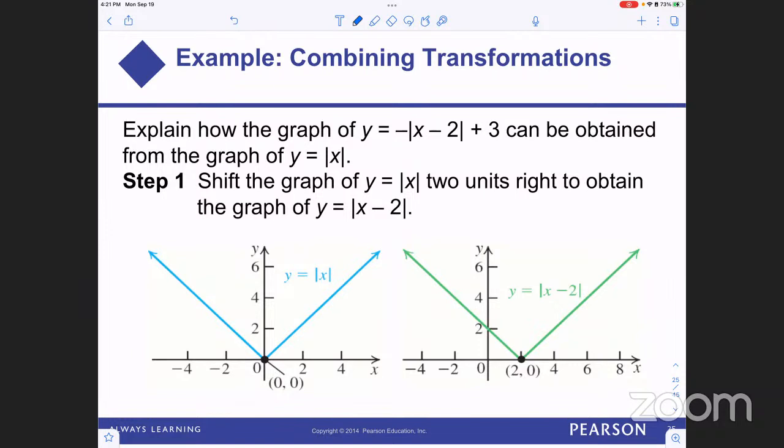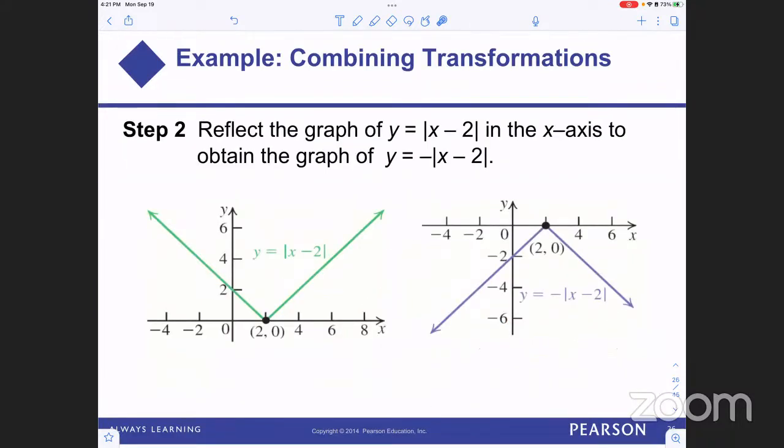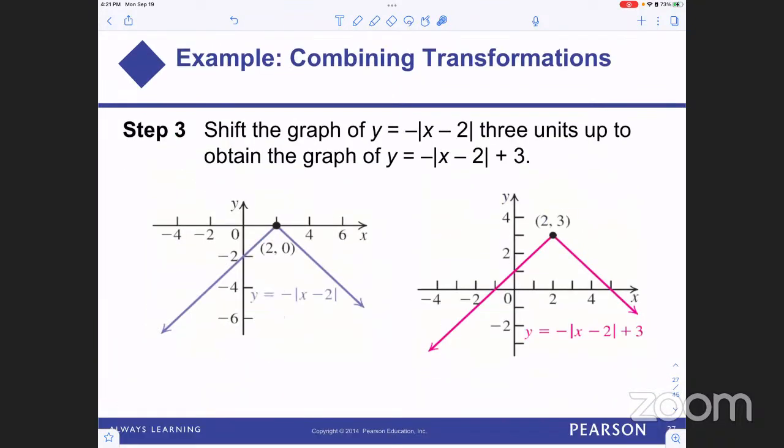So we started with the absolute value where the vertex is at the origin. We went right by 2. And then we flipped vertically. So flipped it top to bottom because of the negative. And then we went up by 3. All right. Right 2, we flipped, and then went up 3.